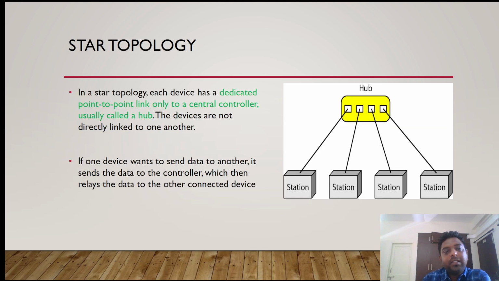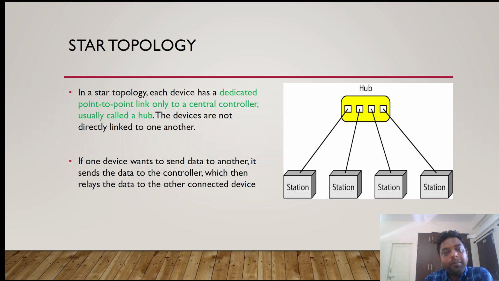The second one is star topology, where we have a central hub and all the computers are connected to this central hub directly. The advantage is that it is easy to install. But the disadvantage is that in case the central hub fails, then all the computers which are connected will not work, since there is a single point of failure.